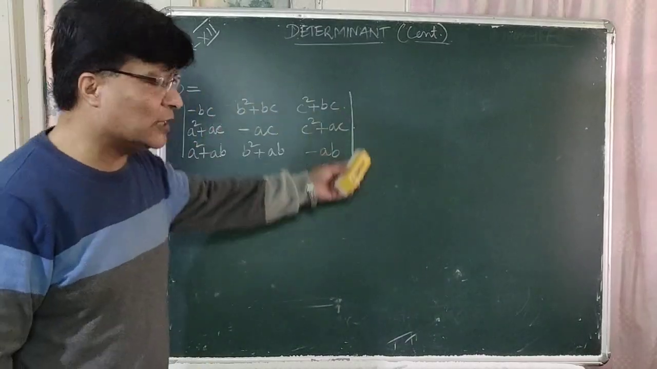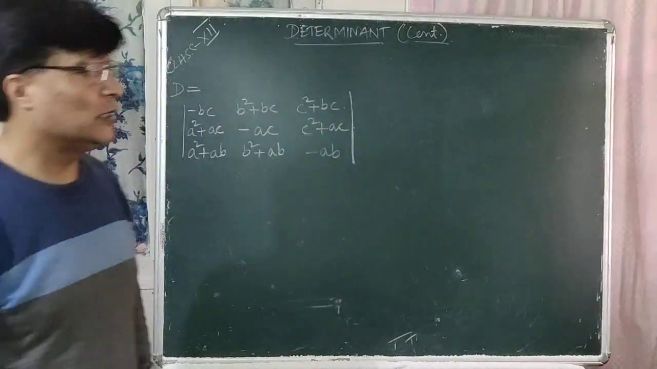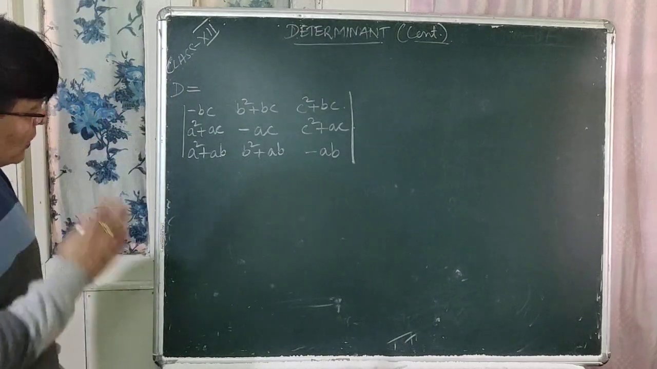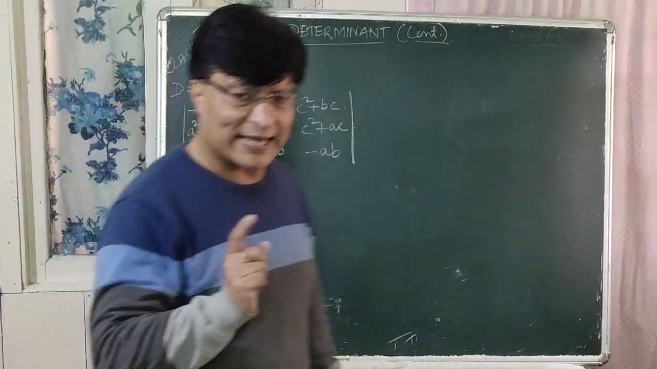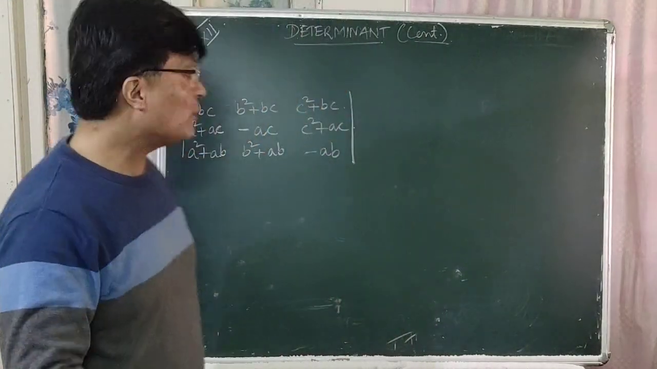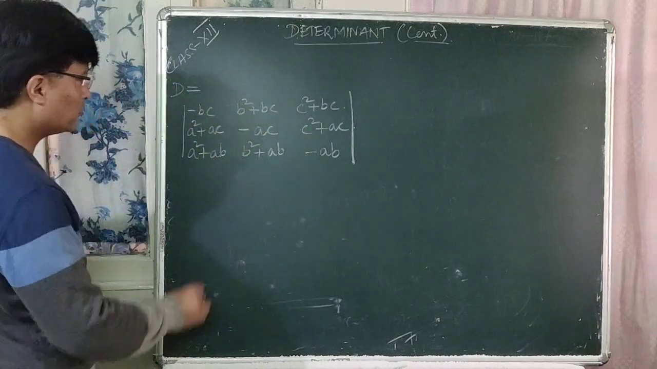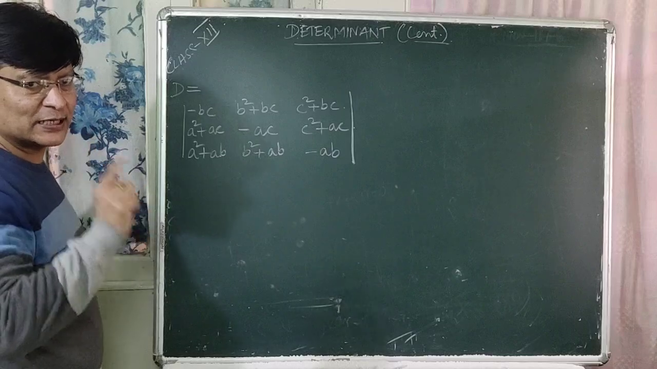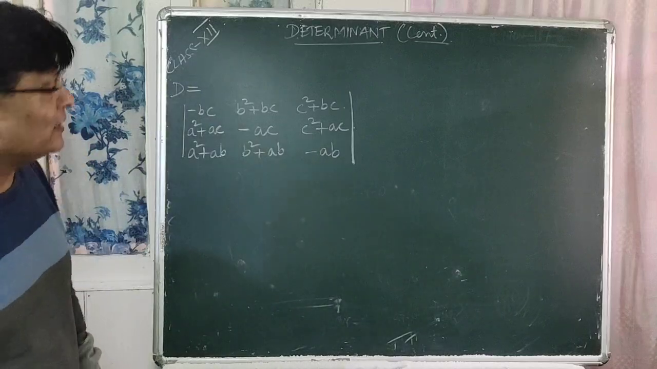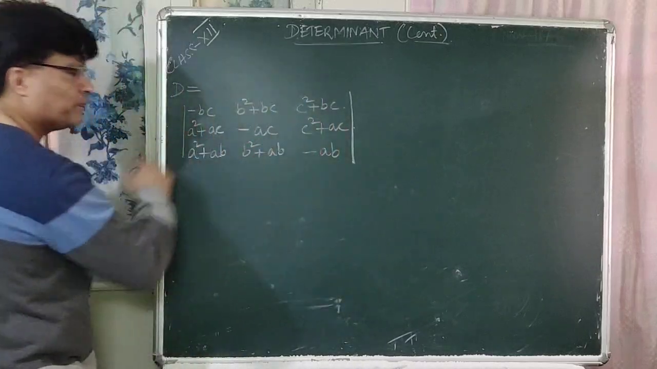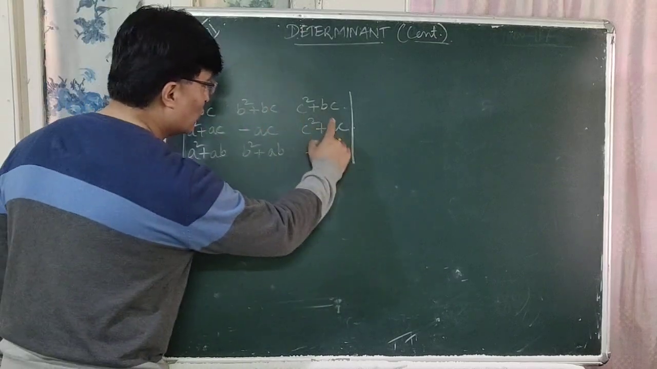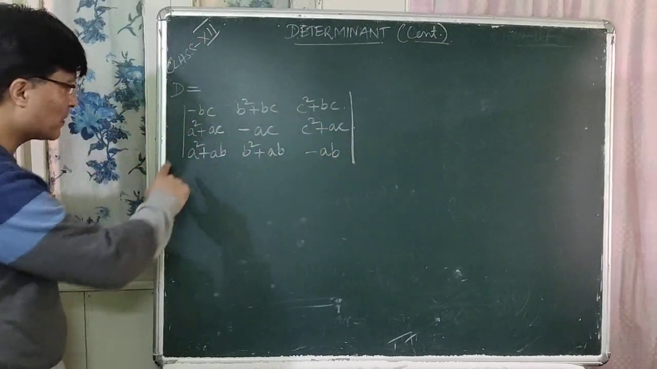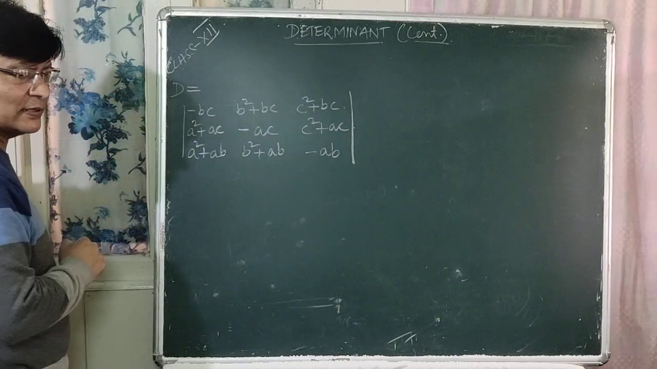So D is equal to this third order determinant. How will you simplify it now? In this case, you cannot use properties directly here. So what we will do here is that in the first row, A is missing, isn't it? Among these A, B and C, A is missing in the first row, right? In the second row, which is missing? B is missing. In the third row, C is missing, right?